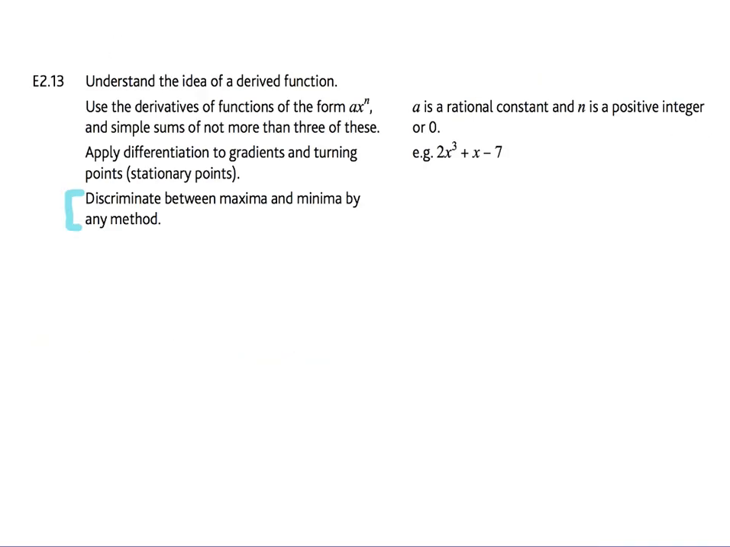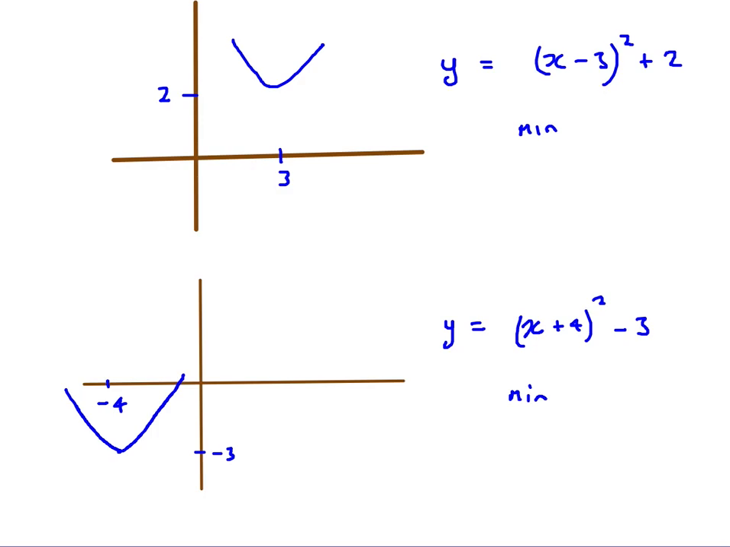Okay, and then the last one let's look at is this idea of discriminating between maxima and minima by any method. That's maximum points, minimum points. We'll just look at using the complete the square method. Just a super quick recap. This is the sort of idea when we've completed the square. If it's in the form x minus 3 squared plus 2, that would have the vertex at 3, 2. So you see, it's basically the opposite sign to whatever's in here gives me the x coordinate, and this just gives me the y coordinate.